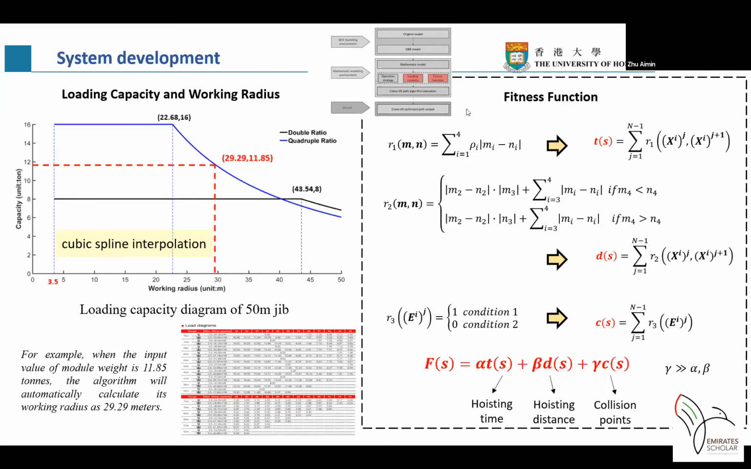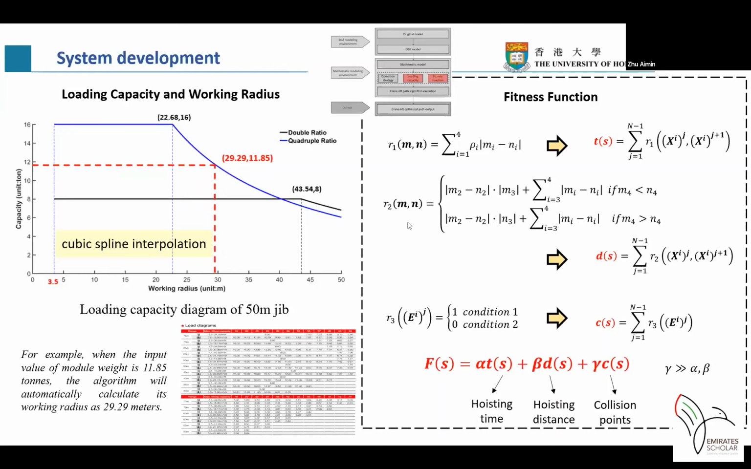And the third part is the fitness function. It is very common in bio-inspired algorithms, and is very important for measuring the crane lift path, the cost of the path. And our designed fitness function includes 3 metrics. Metric R1 represents the hoisting time between adjacent configurations. Therefore, TS is the total hoisting time among all these configurations.